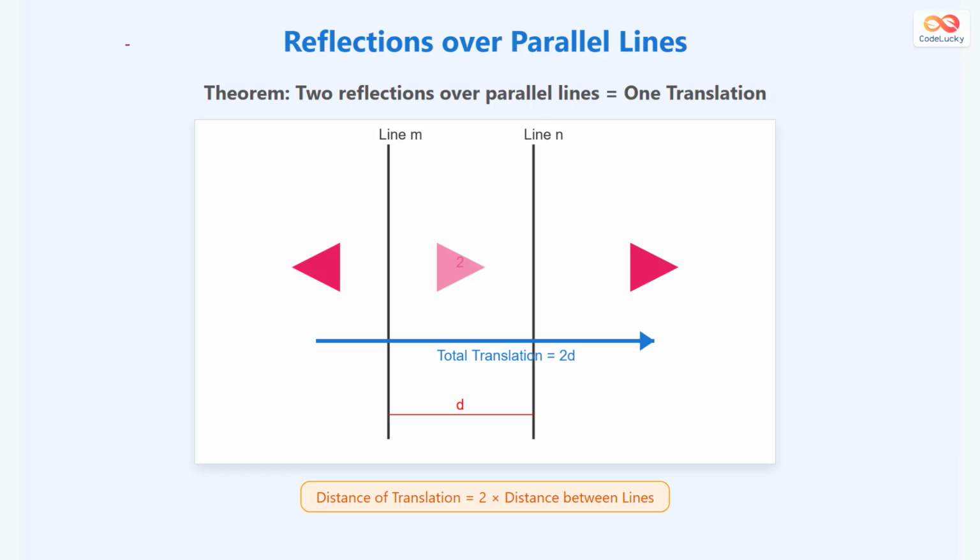Here is a cool theorem. If you reflect a shape over one line and then reflect it again over a second parallel line, the result is exactly the same as a single translation. The distance the shape moves is twice the distance between the two lines.